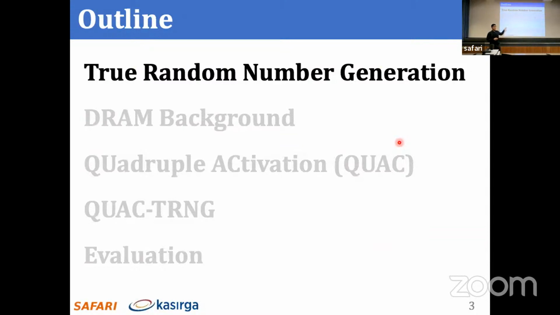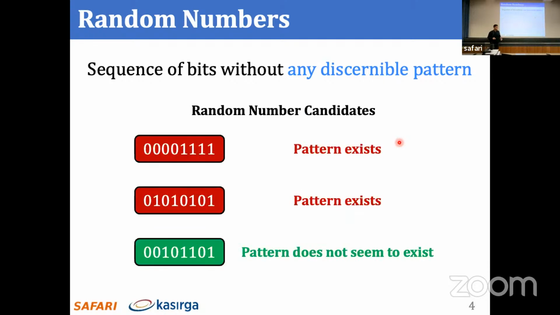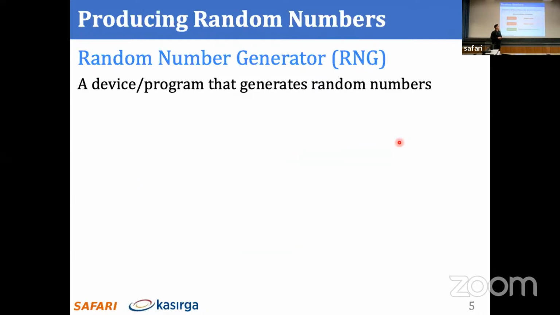I will start by explaining what true random numbers are. There are many ways to define randomness, but for the purpose of this talk, we will go with this definition: a sequence of bits without any discernible pattern. And when you look at these numbers that I put here, you can potentially figure out that these first two numbers look rather not random because there's a pattern that you can see yourselves. And the last number here looks a bit random because there doesn't seem to be a pattern that exists in the bit sequence.